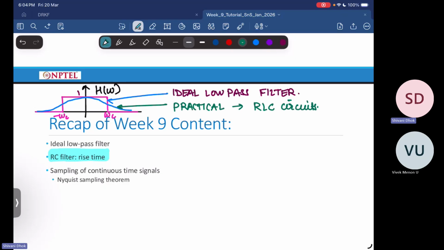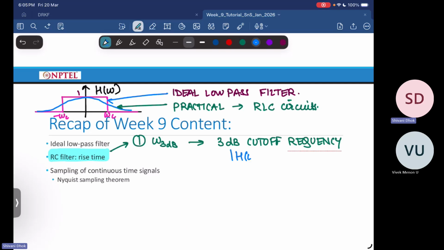Now, in the context of RC filters, we looked at different things. We looked at the 3 dB cutoff frequency, and then we looked at something known as rise time. The first thing that we looked at was omega 3 dB. What do you mean by 3 dB band? This is the 3 dB cutoff frequency. We saw a few examples of how to obtain it in the previous lecture, but I'll just write it down here.